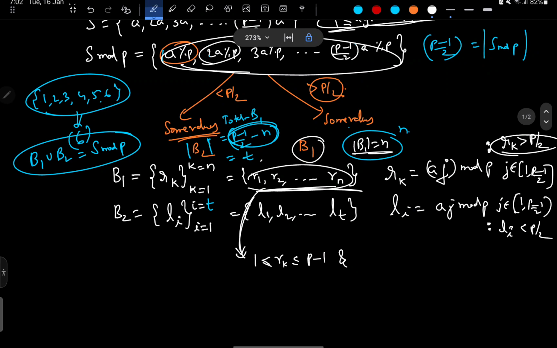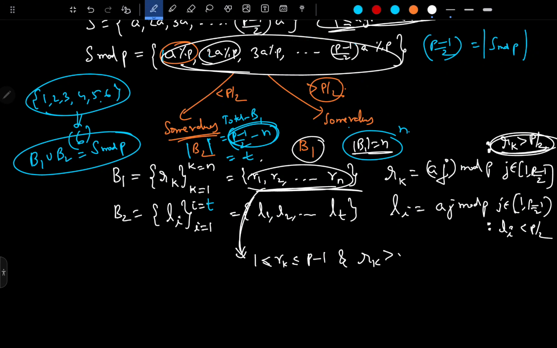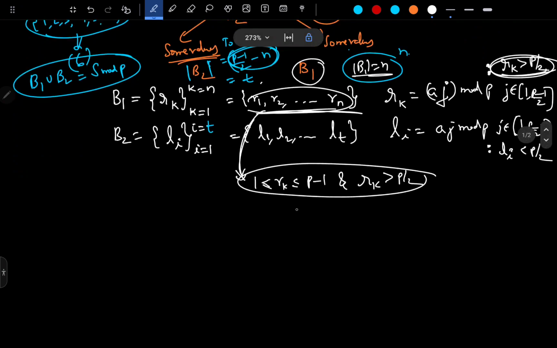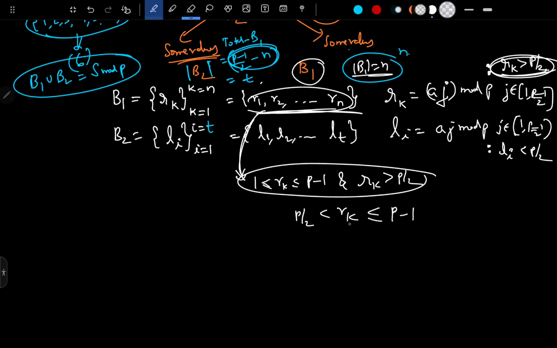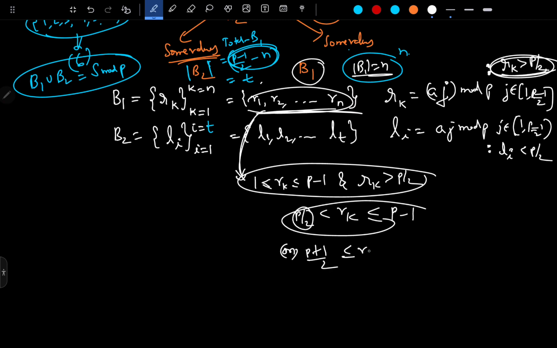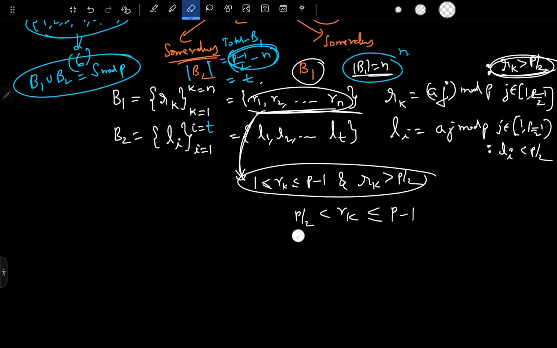But who will take care of this also? No, Rk should not equal p by 2. So combining this, what can I say? Rk is basically an integer, so we can write it like this: what is the value of the next integer? (p plus 1) by 2, or Rk. So happily there is no fraction, because p is odd, and odd plus 1 equals even, odd plus odd is even. Okay, happy? So now from this, what can I conclude?